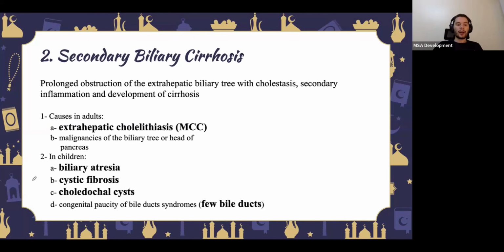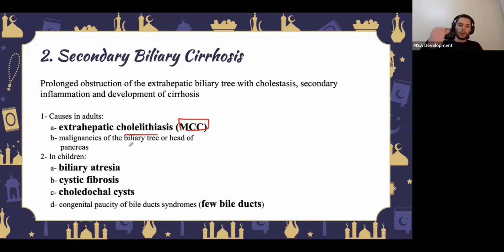If you guys can, please remember the causes. The causes in adults, as you mentioned, you can have cholelithiasis or a gallstone, and this is the most common cause in adults. Now, it could be because of a malignancy, usually because of a cholangiocarcinoma or an adenocarcinoma of the pancreas.